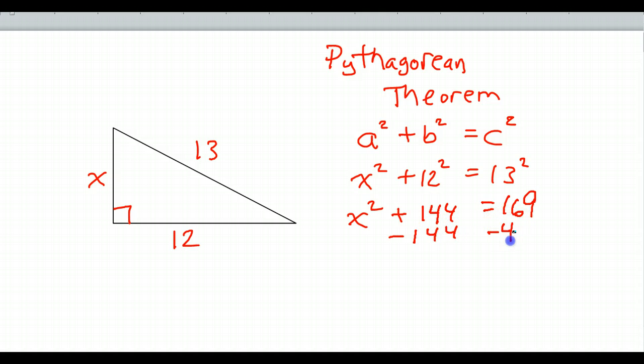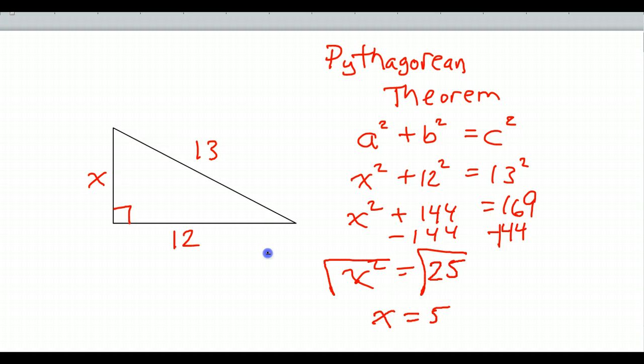Subtracting 144 from both sides, that means x squared should equal 25. And taking the square root of both sides, that means x is going to be 5. So this side would be 5. So the Pythagorean theorem, if you're given two sides of a right triangle, you should always be able to find the missing side.